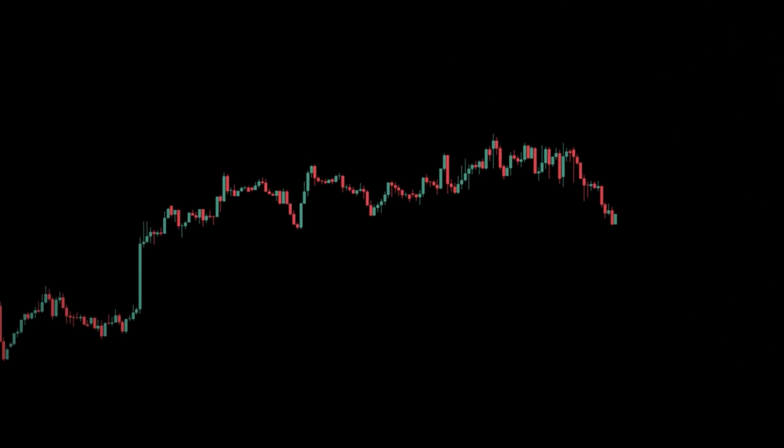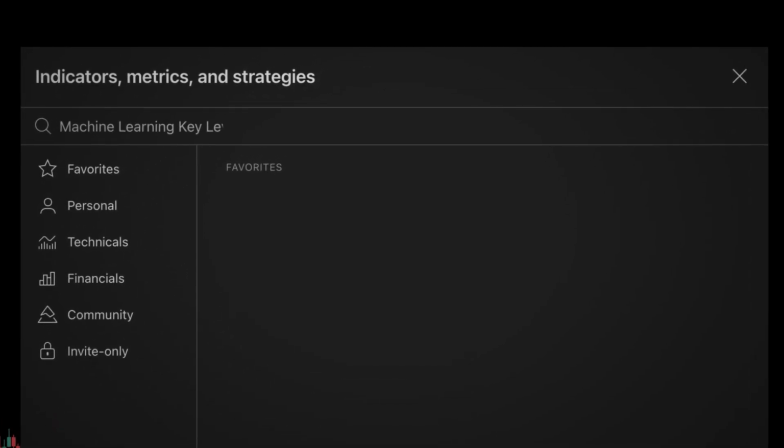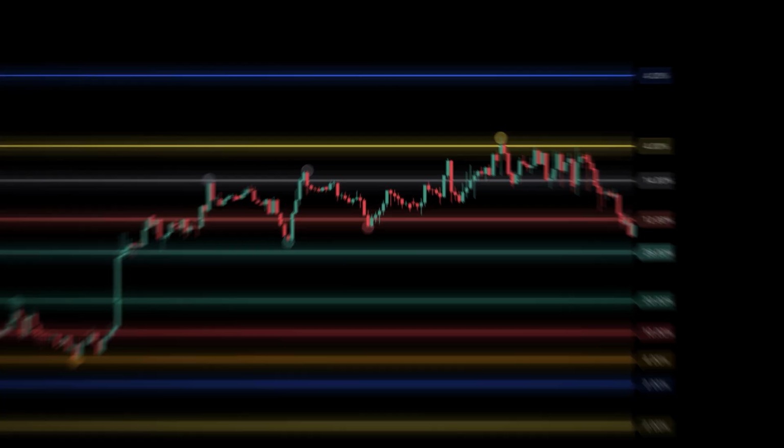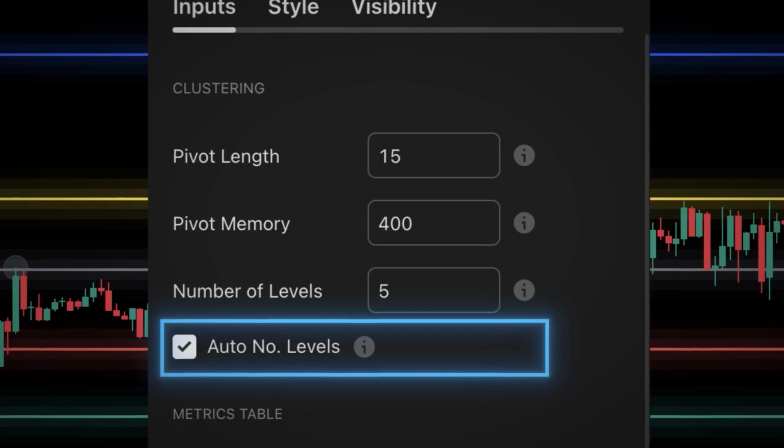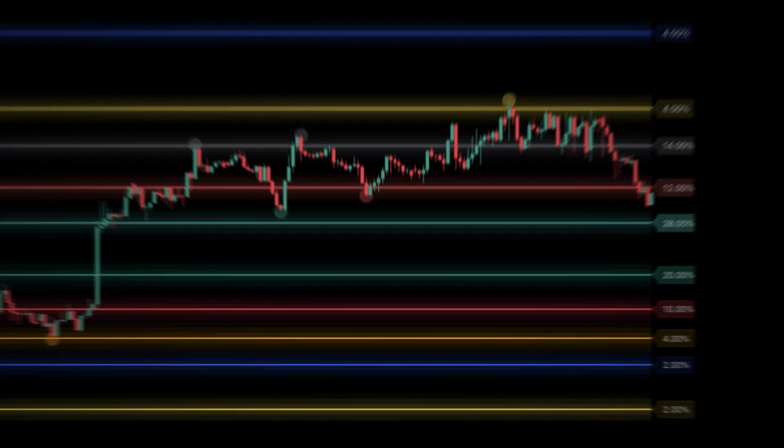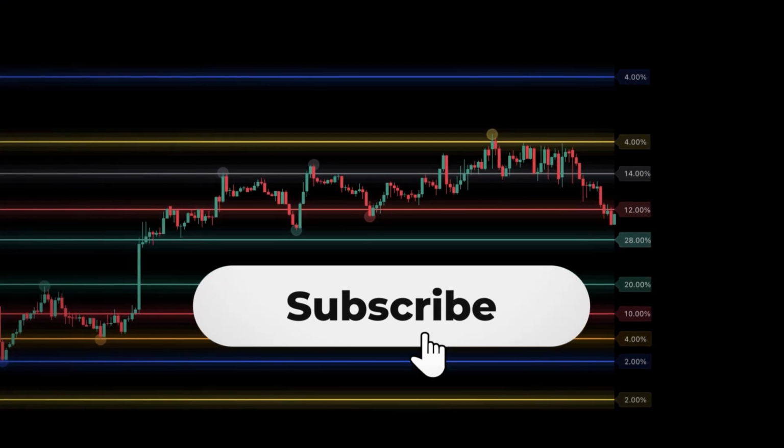If you want this exact workflow, add Machine Learning Key Levels by AlgoAlpha now. Click to add it to your chart, turn auto levels on, toggle metrics on, and plan trades only at the top 3 levels by strength.